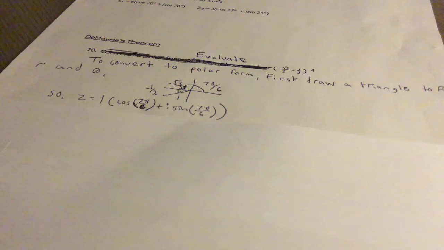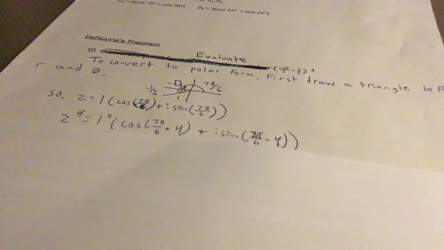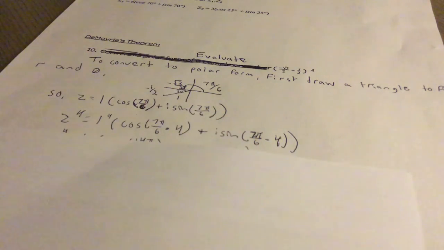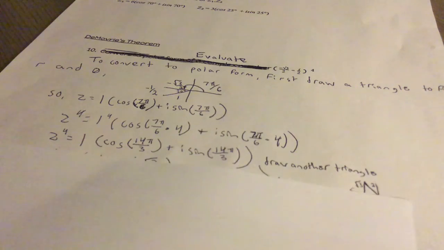Then to apply De Moivre's theorem, we will take the exponent 4 and put r, 1, to the 4th power. We will then take theta, 7 pi over 6, and multiply it by 4 both here and here. When we actually multiply and put 1 to the power of 4, we get that z to the 4th equals 1 times cosine 14 pi over 3 plus i sine 14 pi over 3.